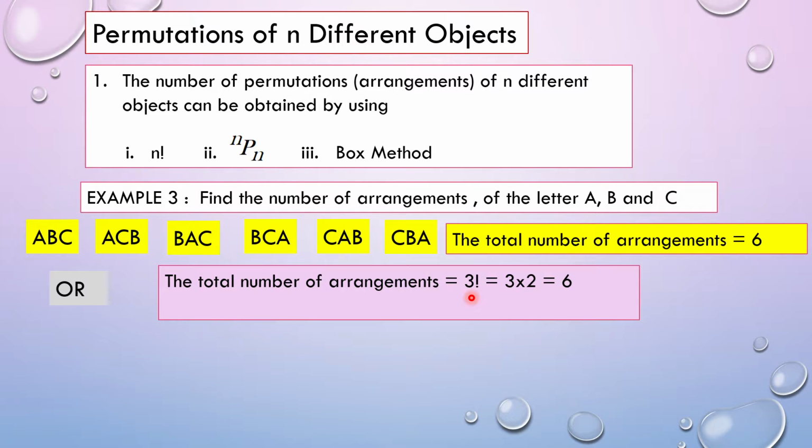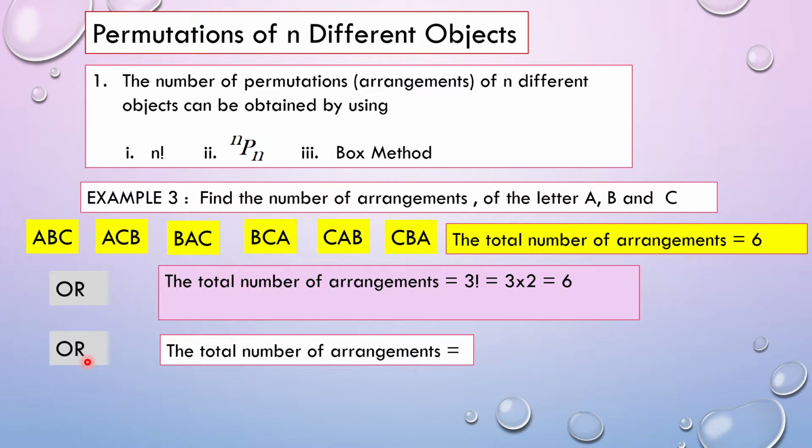So we just learned how to find the value of 3 factorial. So it is 3 times 2 times 1 equals 6. Or you may also use a calculator to find the value. Or you may also use the second method, that is nPn. Okay, so here you are given 3 letters.